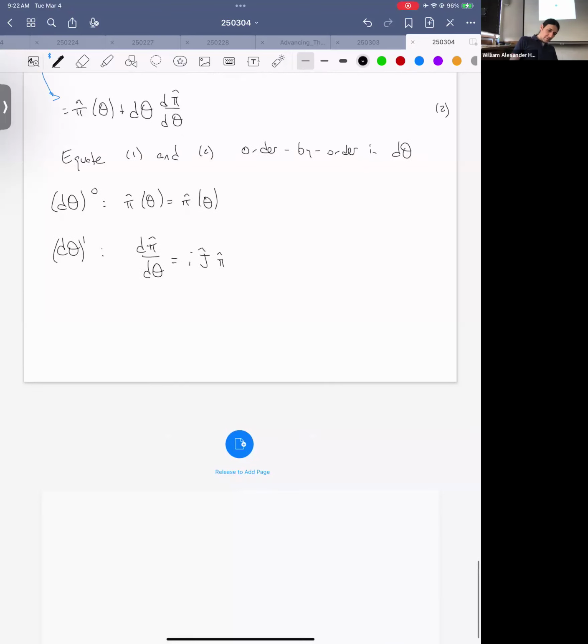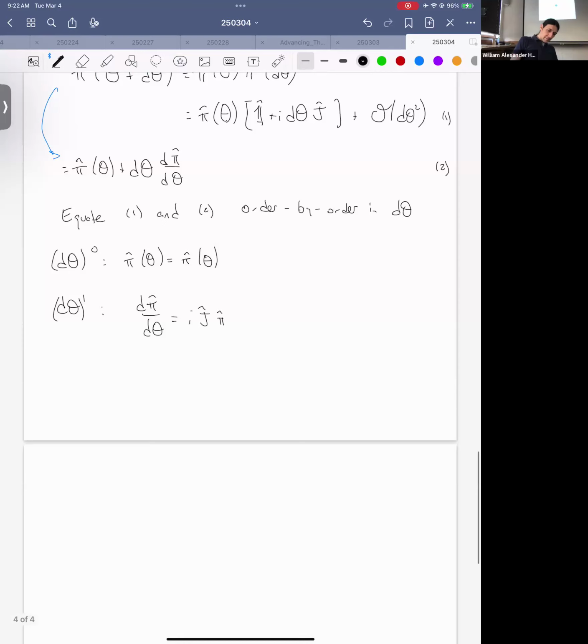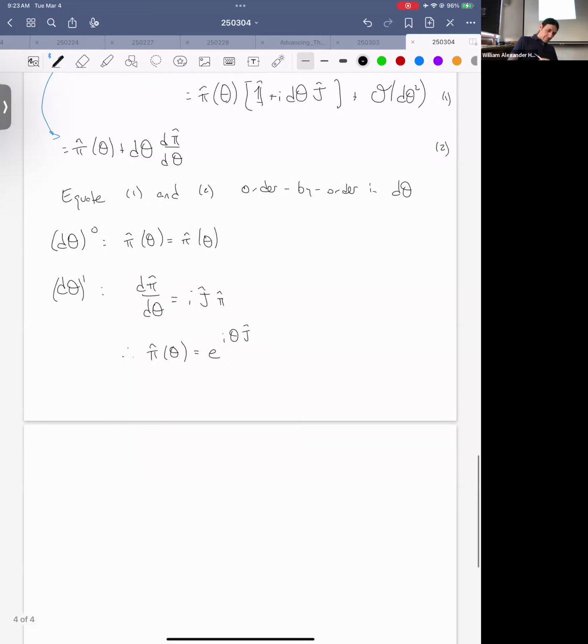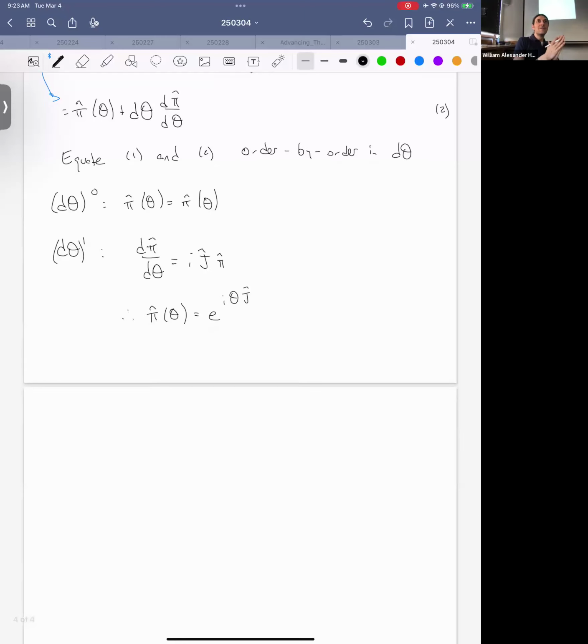Great. So I have that d pi hat d theta is equal to i J hat pi hat. This is a sort of scary looking ODE, but what's the solution? You say it's trivial, so just tell me what it is. e to the i J hat theta. Yeah, perfect. How do you feel about that? Should feel pretty good.